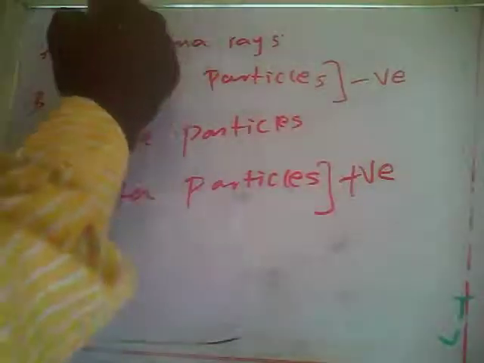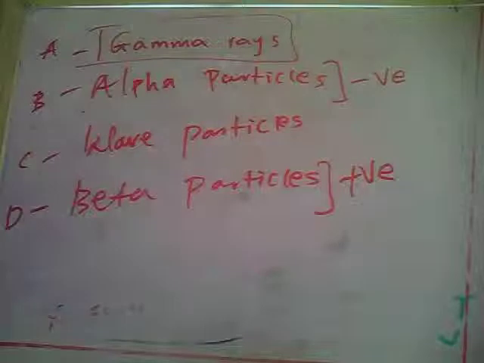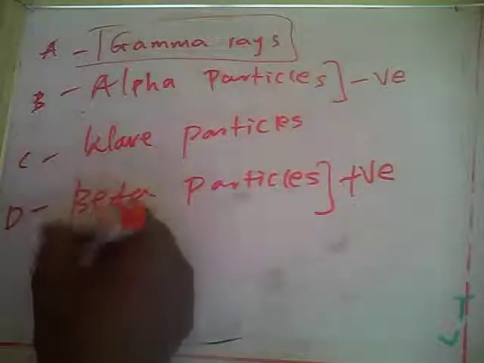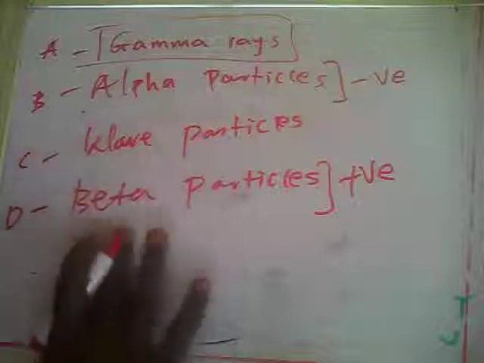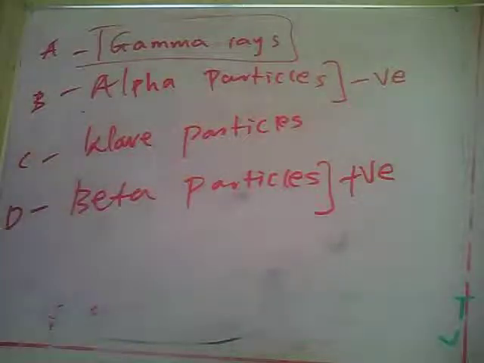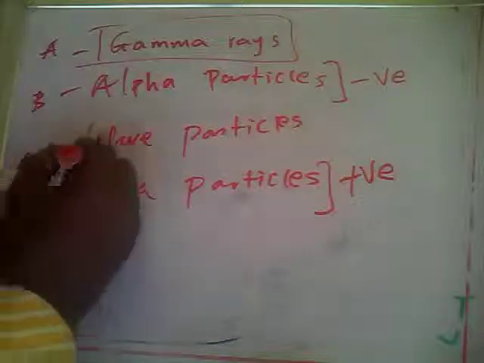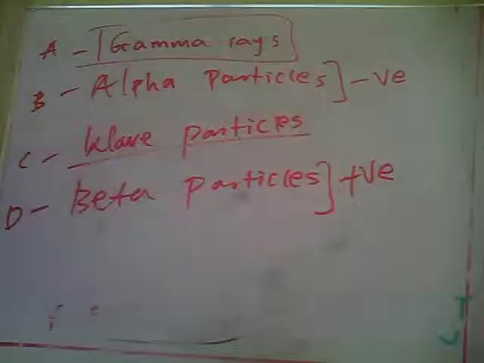Gamma rays are neutral, they carry no charge, just like any other electromagnetic waves. They are neutral when it comes to charge. Therefore, they are not deflected by both magnetic and electric fields. So the answer is gamma rays, option A. We cannot say wave particles because we have different waves: electromagnetic waves and mechanical waves. Now, the last question is a calculation question.